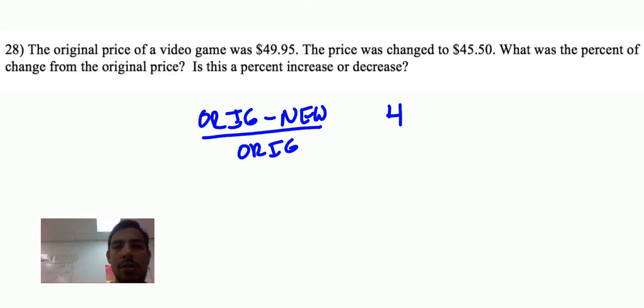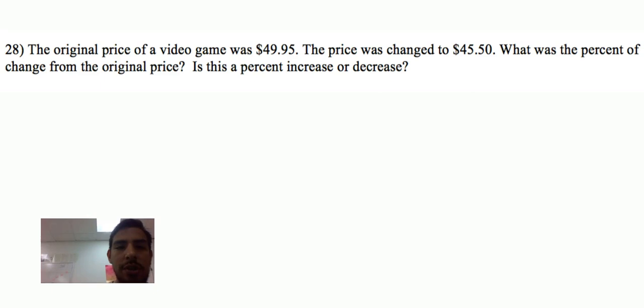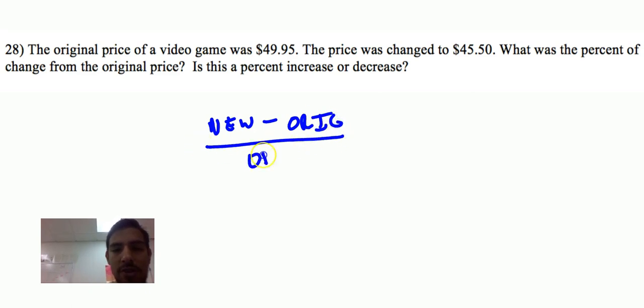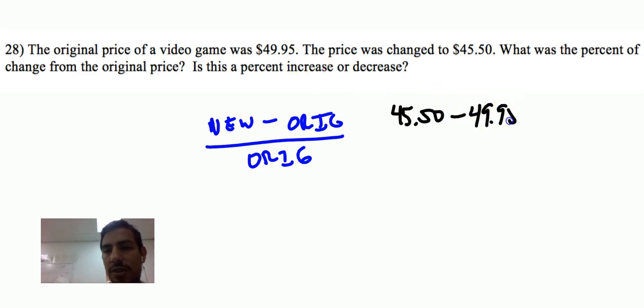Actually, I'm going to change that formula to help you a little bit more here. Go ahead and do new minus original and divide that by original. So the new price was $45.50. I'm subtracting 49.95 because that was the original price. And then this was the new price, if you didn't realize it. And then I'm going to divide by the original, which was 49.95.